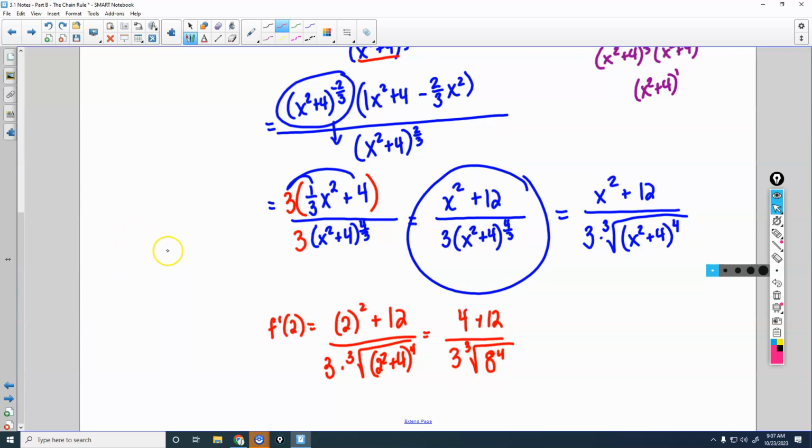But when I've got the cube root of 8 to the 4th, that is the same as the cube root of 8, to the 4th power. So the cube root of 8 is 2, and 2 to the 4th is 16. So you'd have 16 over 3 times 16, and that would just cancel out. You get 1/3 for that. So there is a good chance that you could see that on free response where you actually have to plug in a value for that.